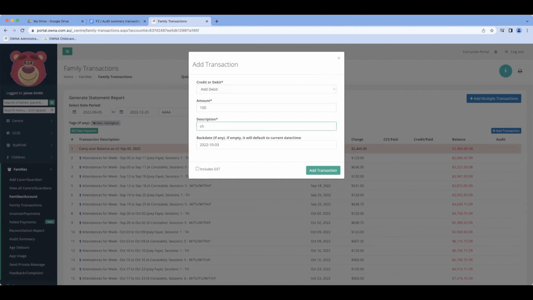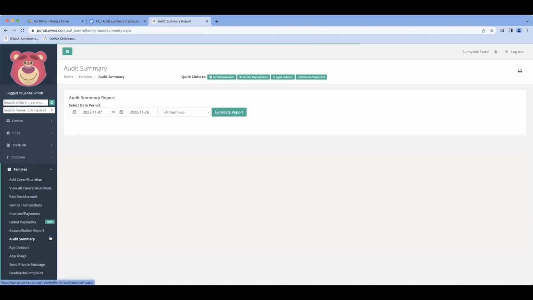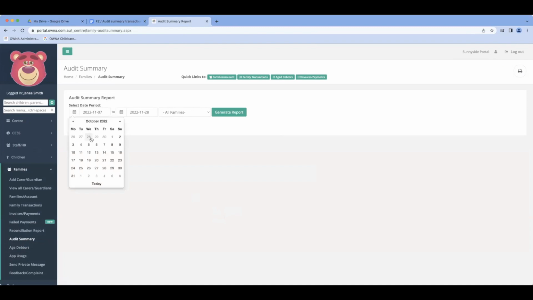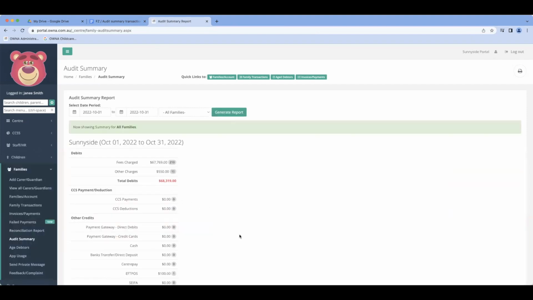Obviously, you put as much description as you can. And I've backdated it to October and I add transaction. And then I go to run my audit summary report, but I haven't balanced my accounts. And say I want to run my October reports now. I'm going to go 1st of October to the 31st of October and I generate my report. What I'll find is, obviously, I won't go into the actual detail yet, but that particular transaction that I added, that $100 transaction, won't appear here because I haven't balanced my accounts. And I've literally just added in a transaction that will fall within this date range.